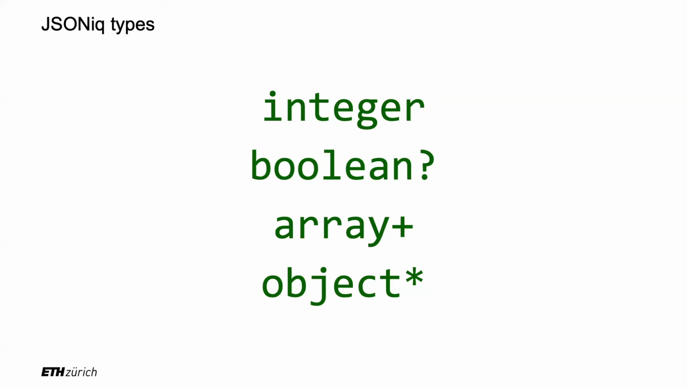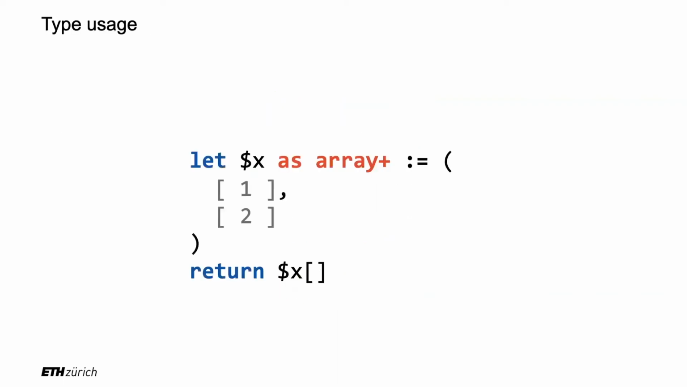This question mark, plus, and star, for computer scientists, it's very intuitive because they have something called regular expressions where they use the question mark, the plus, and the star to mean exactly that. So question mark is 0 or 1, plus is 1 or more, and star is 0 or more. And then you can have what is called sequence types. You can annotate, just like in the last version of Python, let $x as array plus, and it's going to throw an error if that doesn't match. So here it works, it's a sequence of 2 arrays, so that works.